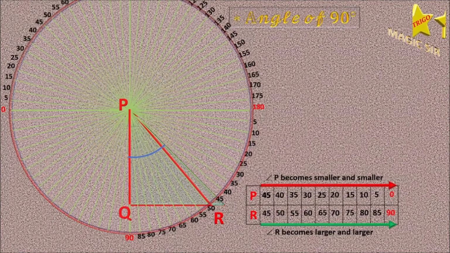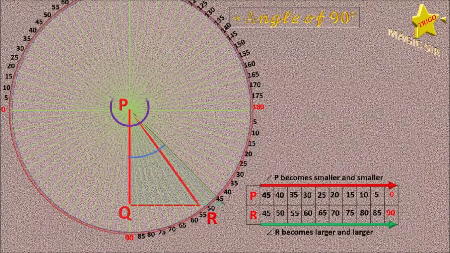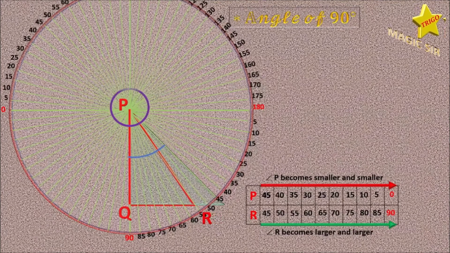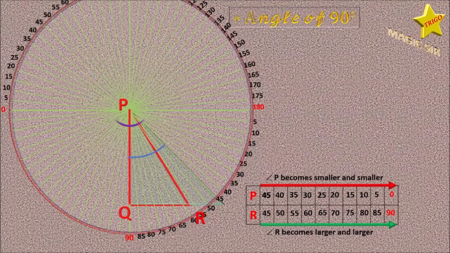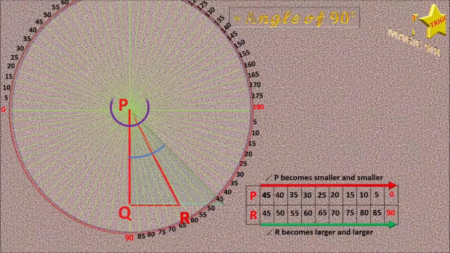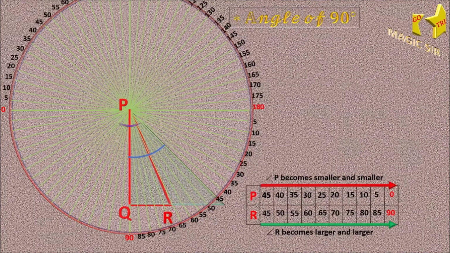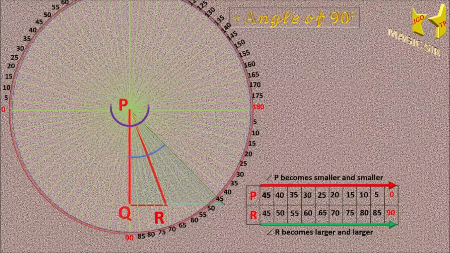Many teachers have difficulty explaining the definitions of sin 90 degree equal to 1 and cos 90 degree equal to 0. To define sin 90 degree equal to 1 and cos 90 degree equal to 0, we will use three concepts.